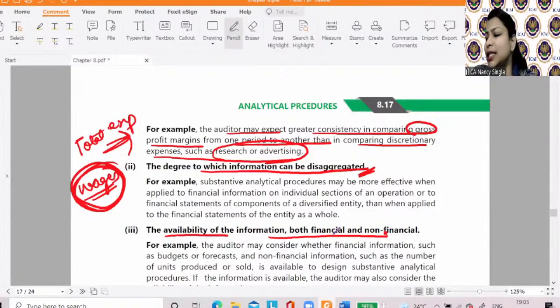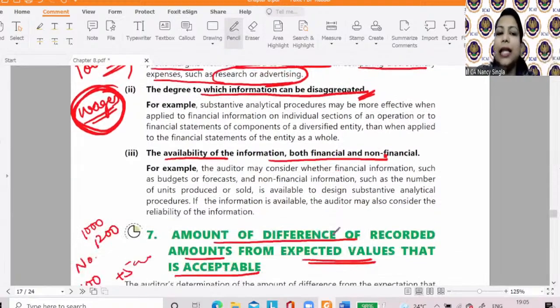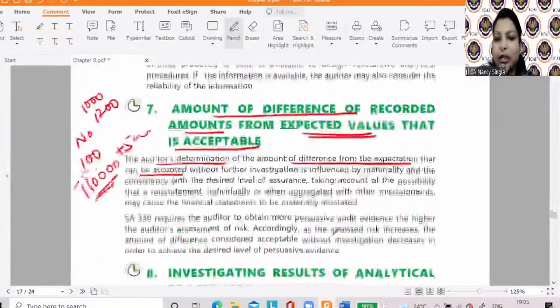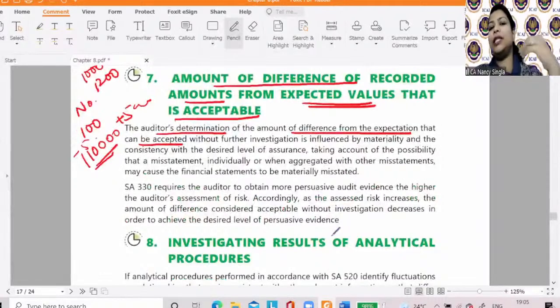So whether the data is disaggregated, that is divided है भी या नहीं, because जितना ज़्यादा divided होगा ना, उतना ज़्यादा आप expectation अच्छे से develop कर सकते हो with respect to a particular assertion. And the last one is availability of data, financial as well as non-financial data. Then you will see what is the difference which is acceptable. ठीक है, जिसके लिए you will not perform what?